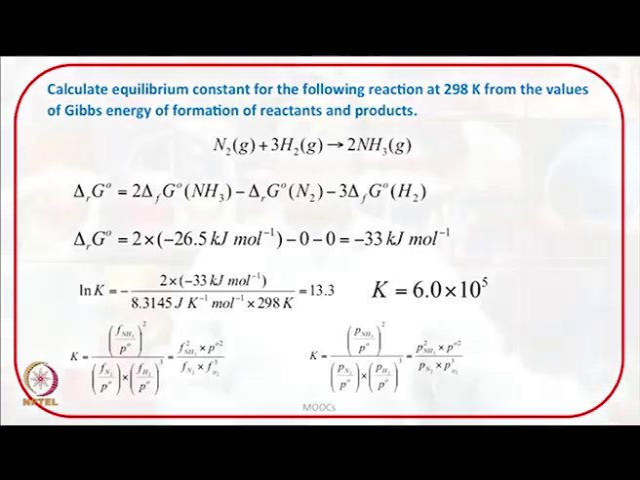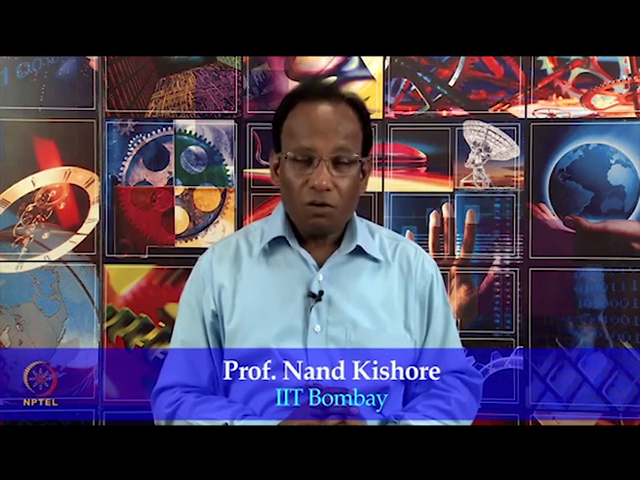So what we have discussed in this lecture is how to derive a general relationship between the standard reaction Gibbs energy and equilibrium constant. We also discussed that thermodynamic equilibrium constant is a unitless quantity, is a dimensionless quantity, because the equilibrium constant is actually a ratio of activities for the products and the reactants. And since activities are dimensionless quantities, therefore the equilibrium constant is also a dimensionless quantity.